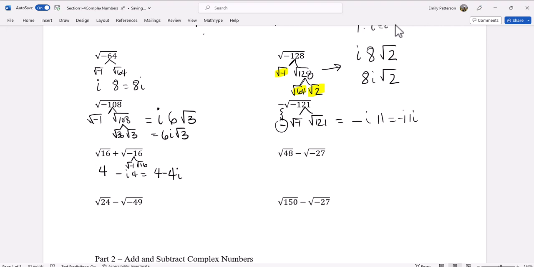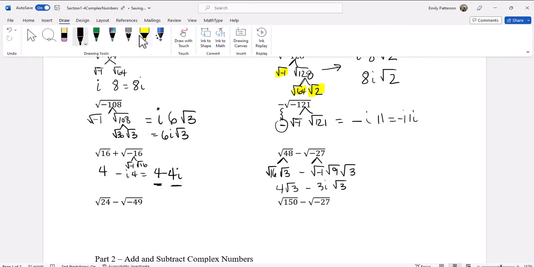And just like any other letter, we can't combine this. This is just a constant. This has an imaginary component. So we leave it like this. Do not combine it and say 0i or 8i or anything like that. Okay? So simplify both of these. I'll pause the video and go ahead and do it.